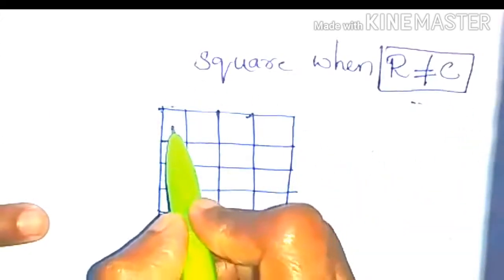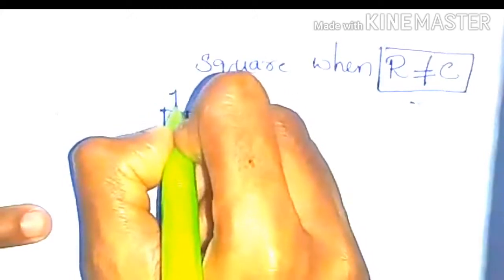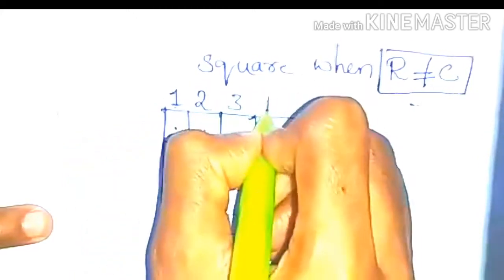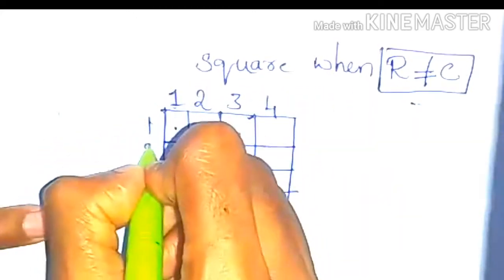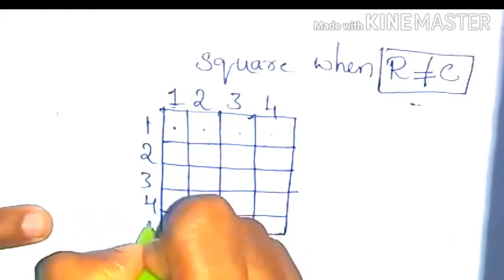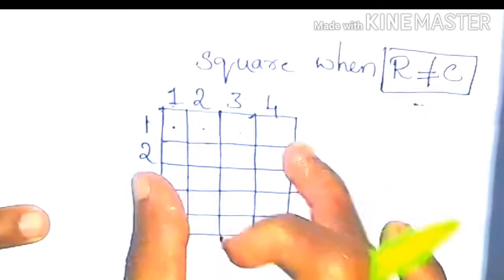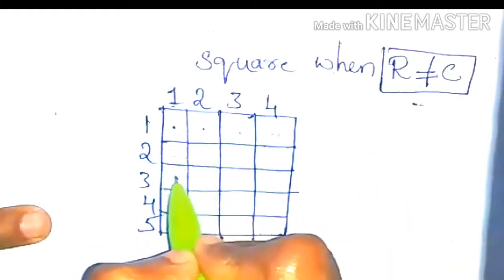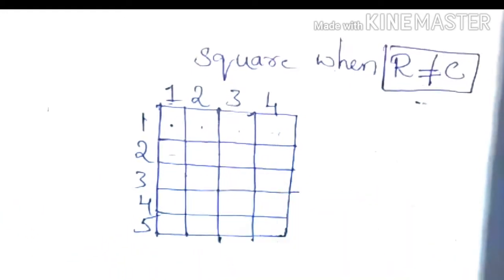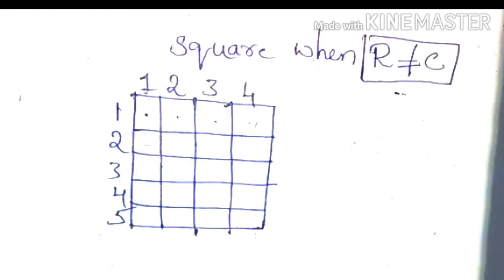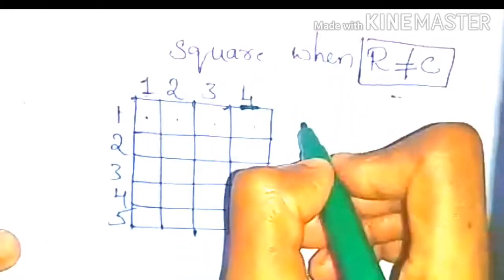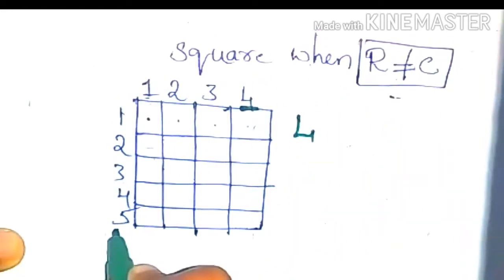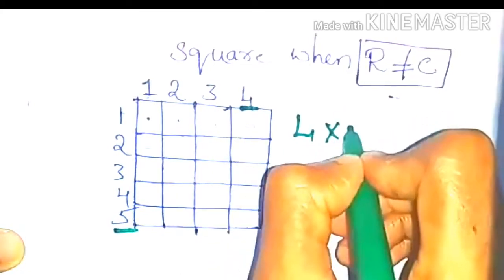Okay. Now 1, 2, 3, 4. 4 columns. How many rows? 1, 2, 3, 4, 5. This is a figure having 4 columns and 5 rows. Now what we have to do? Take the highest from the columns, that is 4, and take the highest from the rows, that is 5.